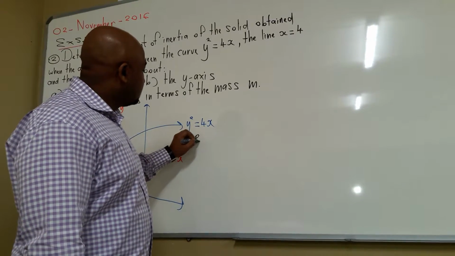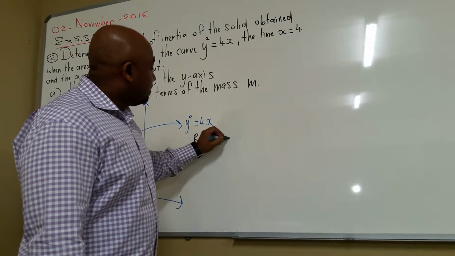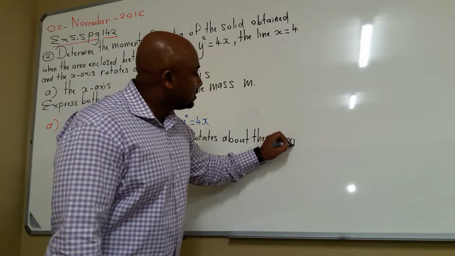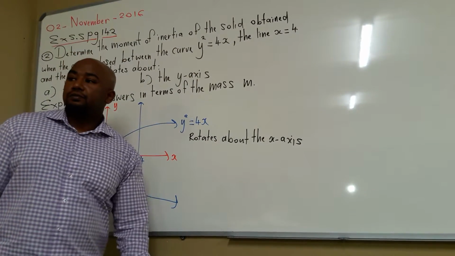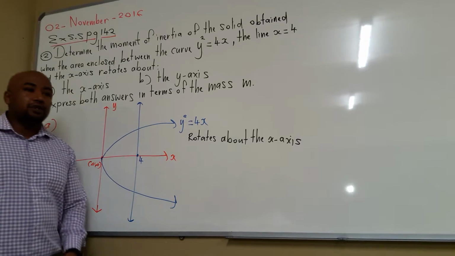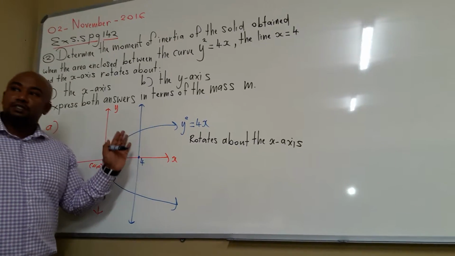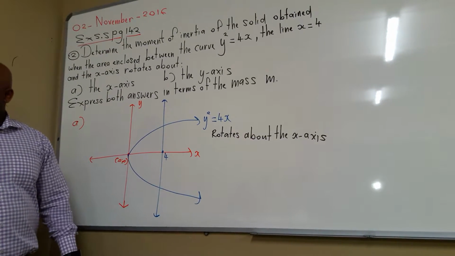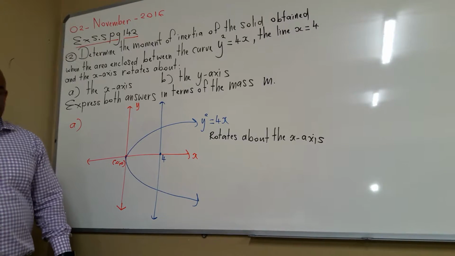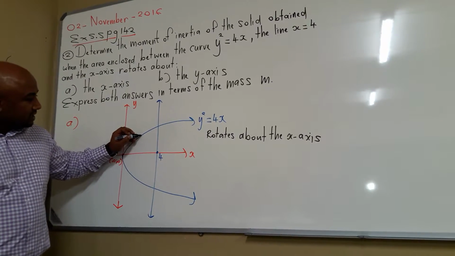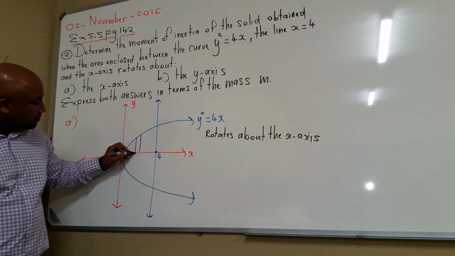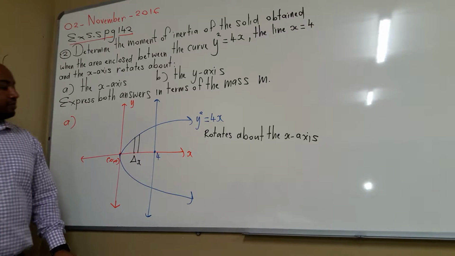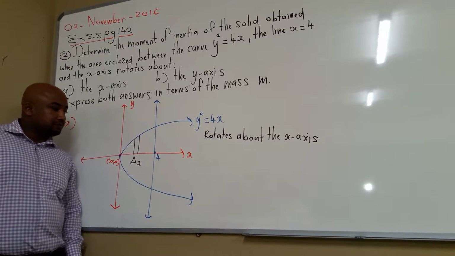So we know it rotates about the x-axis. Now, we need to make a choice. Are we going to use dx or delta x, or are we going to use a delta y? Right. Most of you will obviously choose delta x, so let's use delta x here.